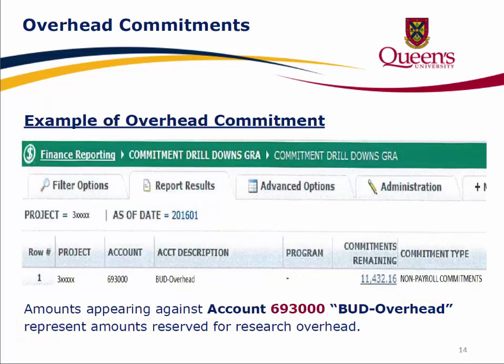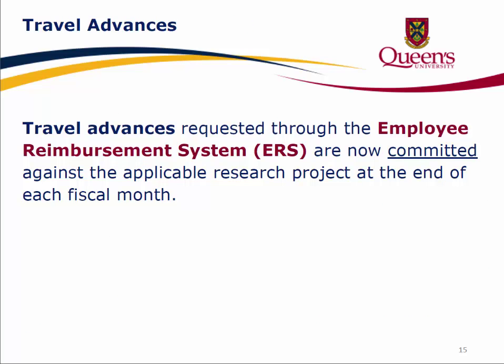Overhead commitments can be identified by committed amounts which appear against account 693000. These amounts are reserved for future research overhead payments. Travel advances. Travel advances are another type of commitment you may see in a research project. Travel advances requested through the Employee Reimbursement System, or ERS, are now committed against the applicable research project.